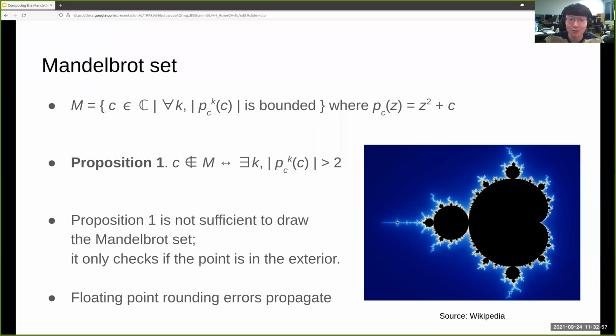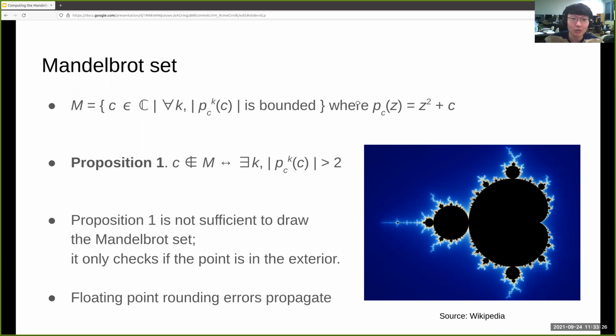First, what is a Mandelbrot set? The Mandelbrot set is a set of points in the complex plane: the complex points c for which, for all k, the absolute value of p_c to the k of c is bounded.